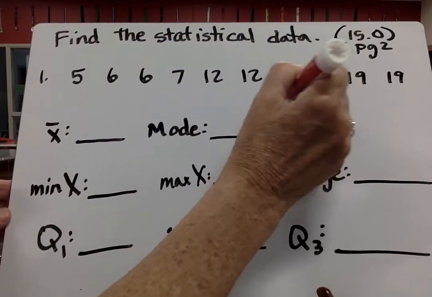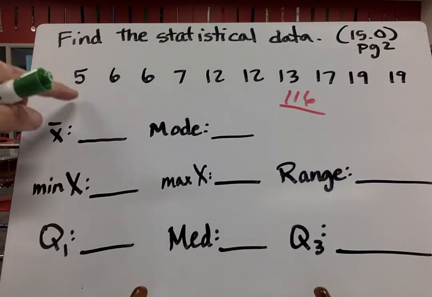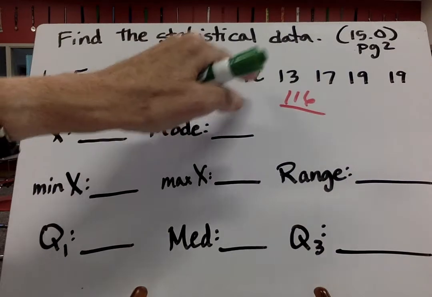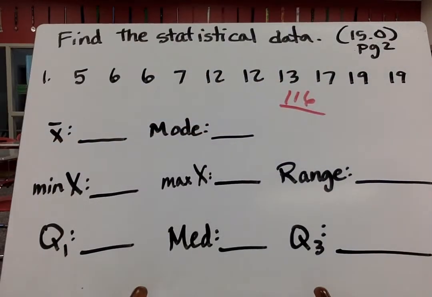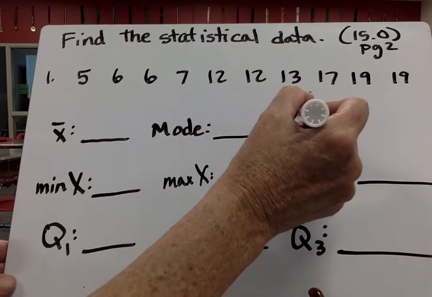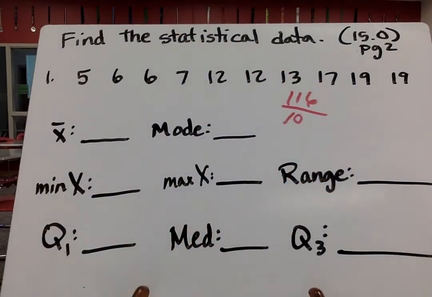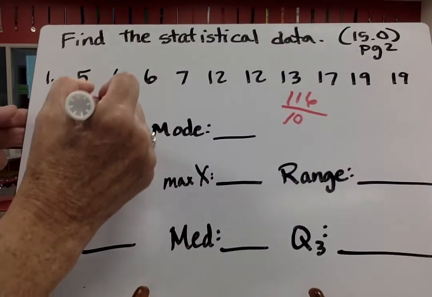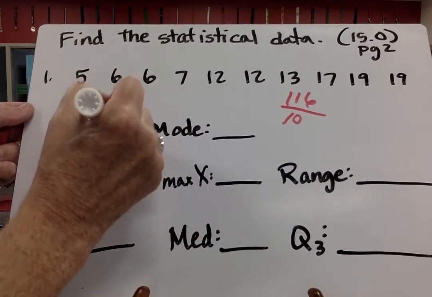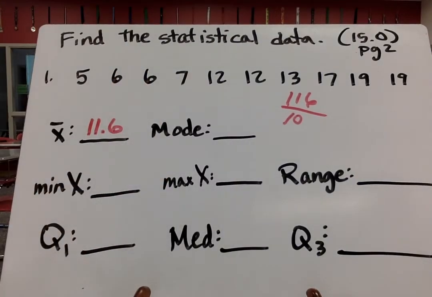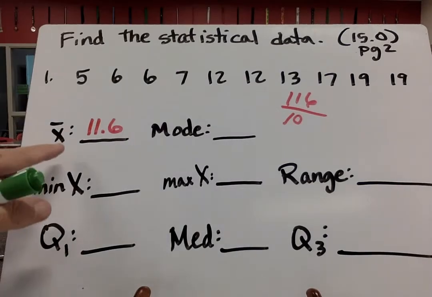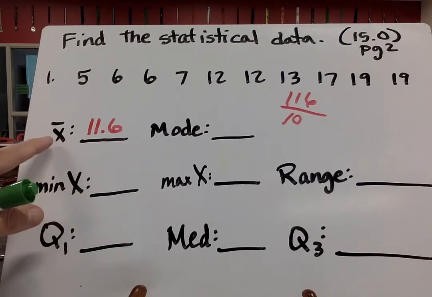116 is my total, and I'm going to divide it by how many numbers? 1, 2, 3, 4, 5, 6, 7, 8, 9, 10. That's a very handy number because when you divide by 10, all you have to do is move the decimal over, and that will give you your average. So it's 11.6. So again, you add them all up, and then you divide by how many numbers there are. And that would be the mean or the average, or X bar is how you say that.